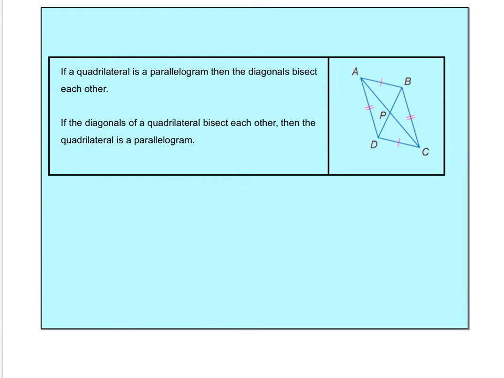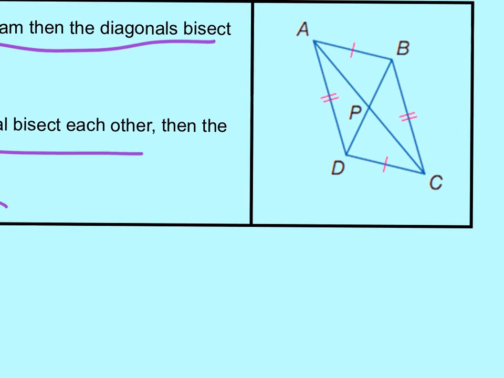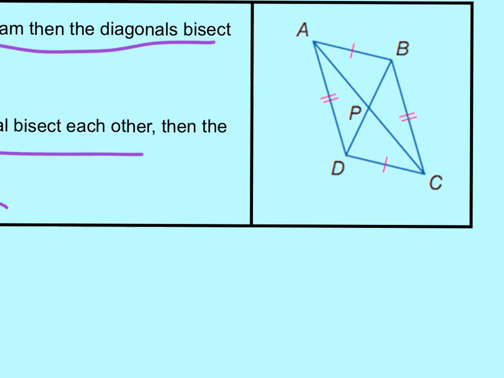So if a quadrilateral is a parallelogram, the diagonals bisect each other. The converse of that is true as well. If they bisect each other, then it's a parallelogram. So diagonals bisect. It doesn't mean all four are congruent. It means these two are congruent and these two are congruent. Okay? So diagonals bisect. Bisect means cut in half, for those of you that forgot.